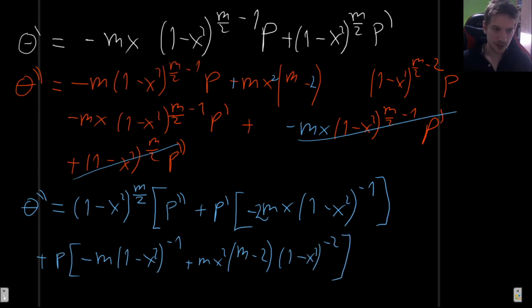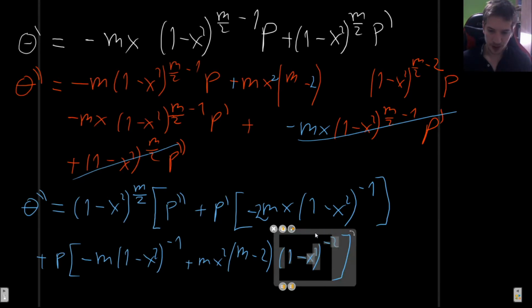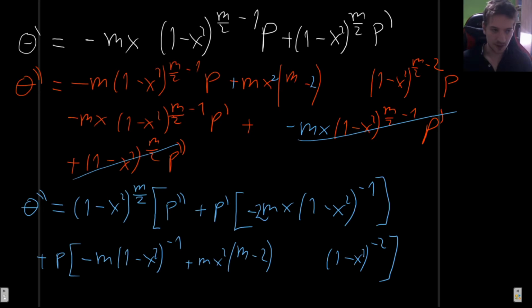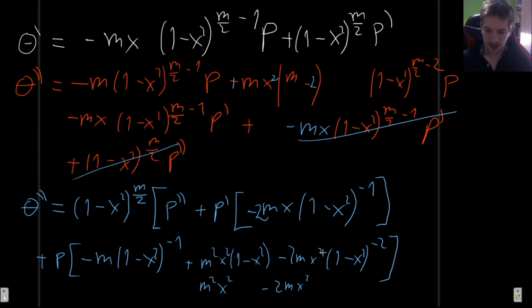And we can actually just multiply through by this parenthesis now. And that will leave us with the following. So from the first multiplication, we get m squared x squared, and from the second one, we get minus 2m x squared. So let me now replace this by that. So from the first one, we said m squared x squared, and that is multiplied by this, so 1 minus x squared, and then we have minus 2m x squared times this thing. So this is our theta prime prime.